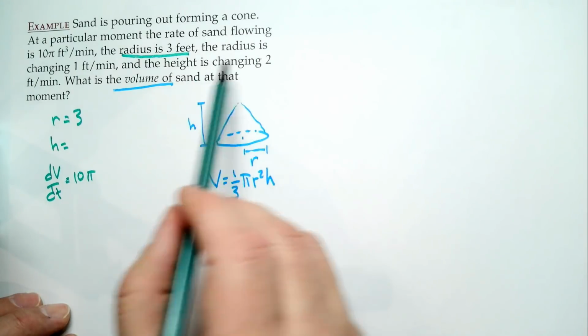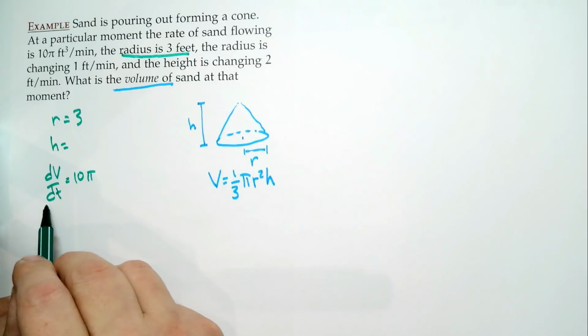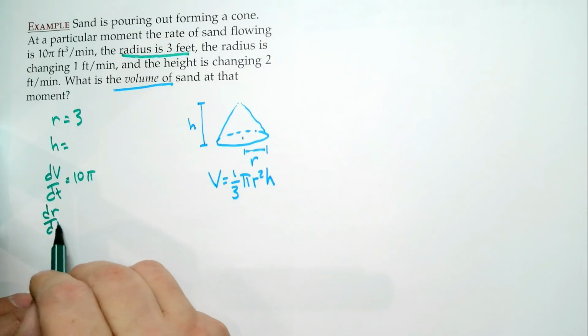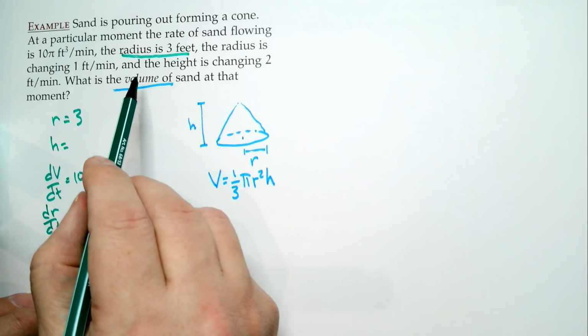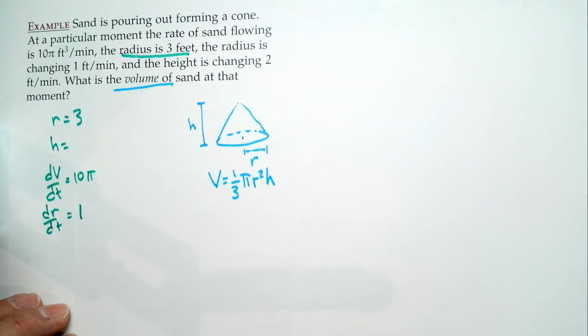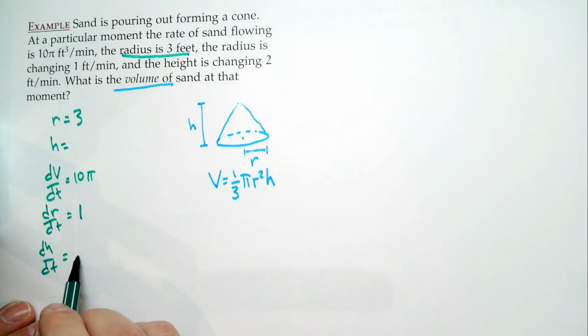dr/dt. The radius is changing 1 feet per minute. How does that translate? dr/dt is 1. And finally, this last statement, the height is changing 2 feet per minute. What is that? dh/dt, which is 2. Okay, all right. So we don't know r, but we do know lots of rates.